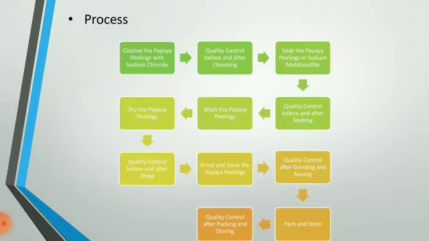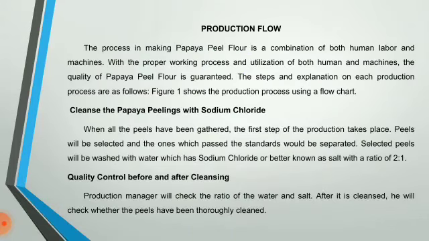It's not all. You should not only show how your product is created, you must also detail the production flow. For example, the process in making papaya peel flour is a combination of both human labor and machines. With the proper working process and utilization of both human and machines, the quality of papaya peel flour is guaranteed. The steps and explanation in each production process are as follows. Cleanse the papaya peelings with sodium chloride. When all the peels have been gathered, the first step of the production takes place. Peels will be selected and the ones which pass the standards would be separated.